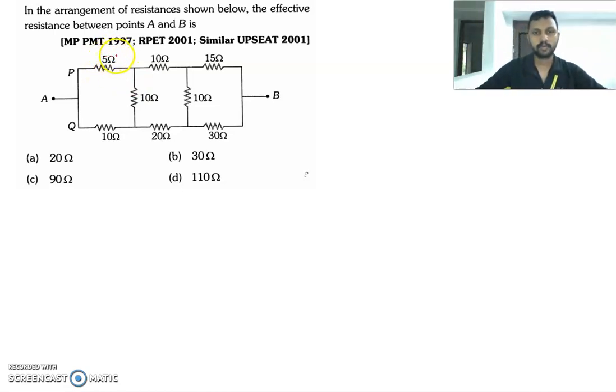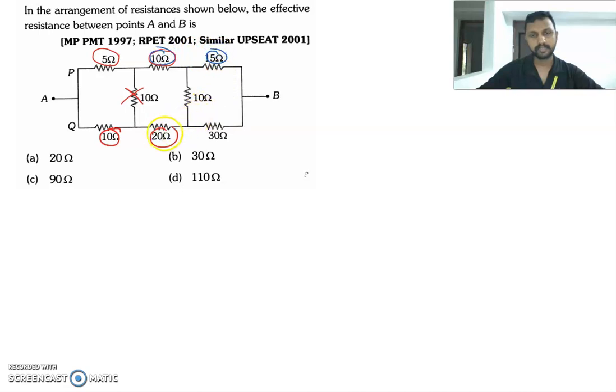Therefore, we could look at this circuit as Wheatstone's condition, or we could apply the Wheatstone's condition over here. 5 by 10 is equal to 10 by 20. Since it is obeying Wheatstone's principle, we can neglect this resistor. No current will pass through. Then look at the next condition.